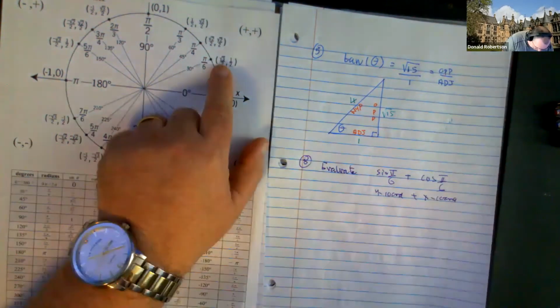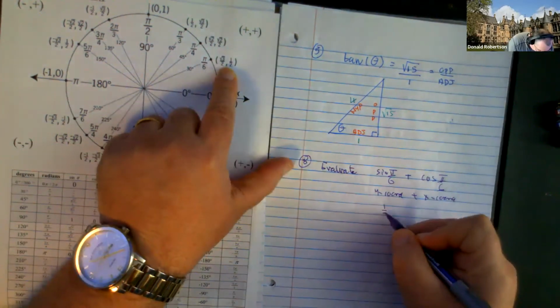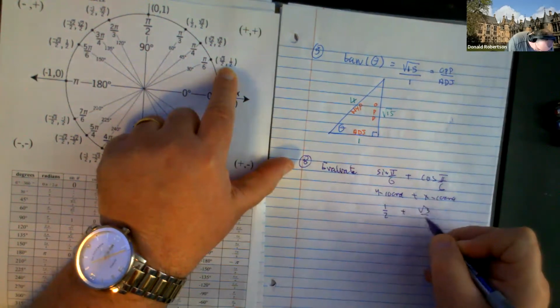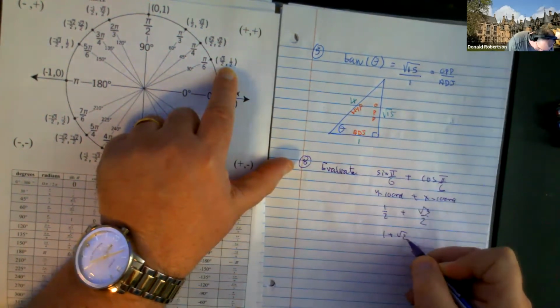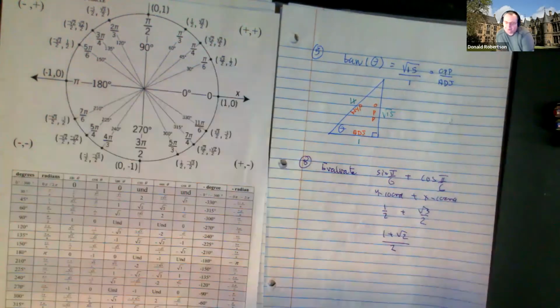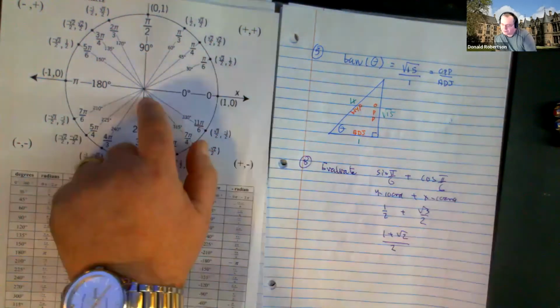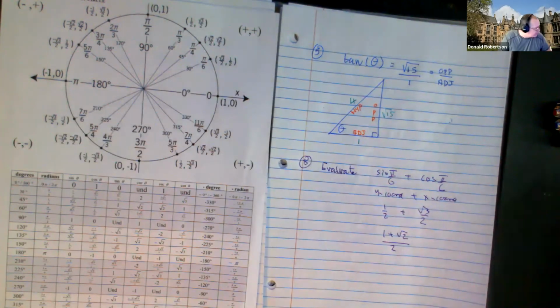And so what do we have? We have a y coordinate of a half plus an x coordinate of that. And so the answer is that, right? Wasn't much of a puzzle. As long as you know your unit circle and how to use it, you can do it.